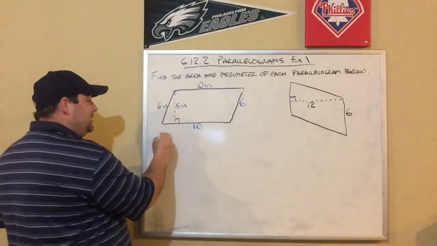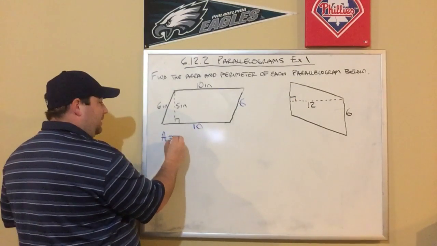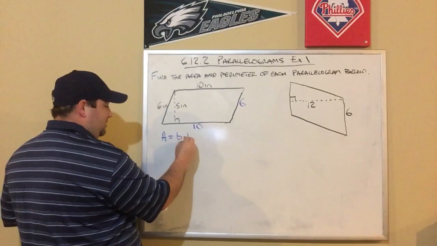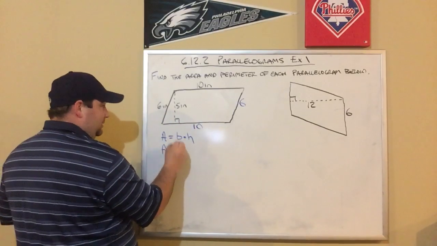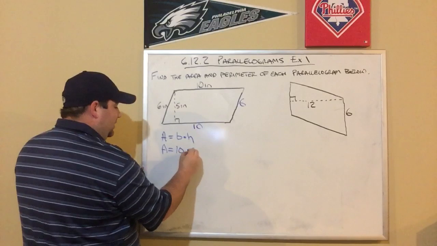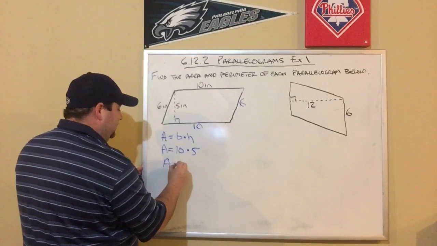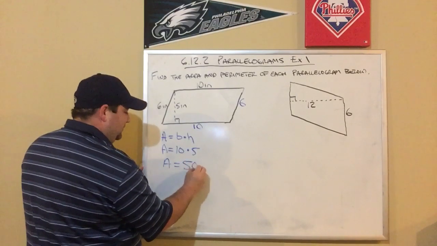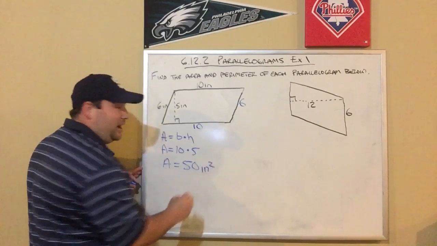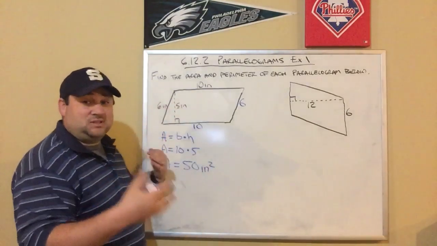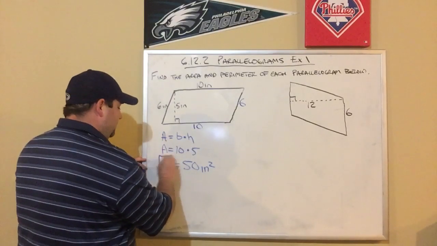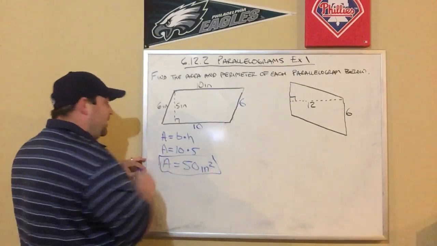So to find the area of this parallelogram, like I said, the formula is base times height, whereas our base is 10 and our height is 5. I do that math, I get 50. So my area is 50 inches. And remember, it's square inches. Anytime you're finding area, it's going to be square units, whatever that unit might be: inches, feet, meters, whatever. So I got my area.